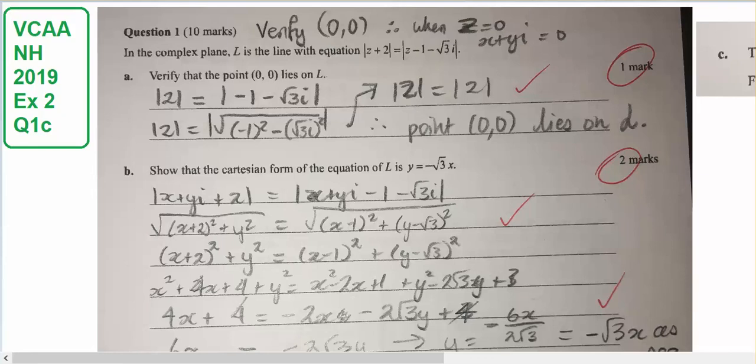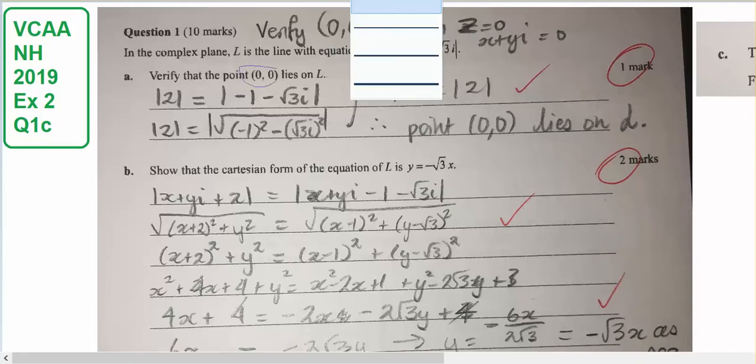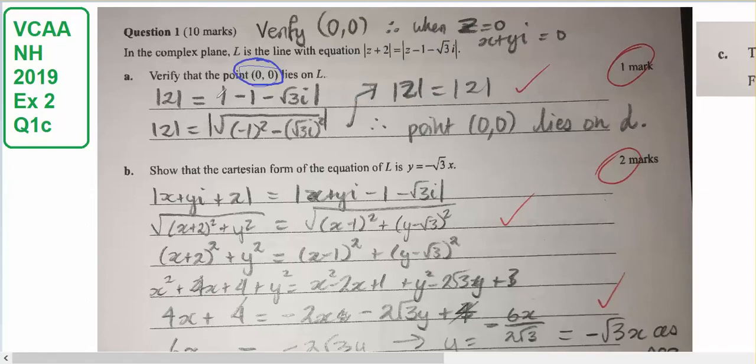This is for Year 12 Specialists. It comes out of VCAA Northern Hemisphere 2019 Exam 2 Question 1C. So we've already done 1A and 1B. We had to verify that this sits on the line of L, which we've done, and we had to verify that L is that line.